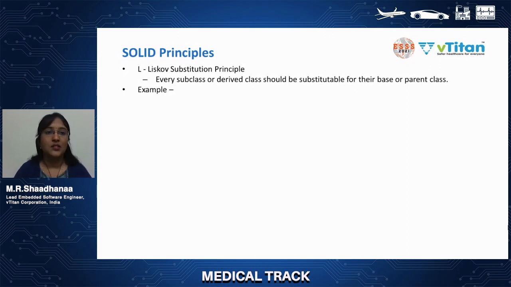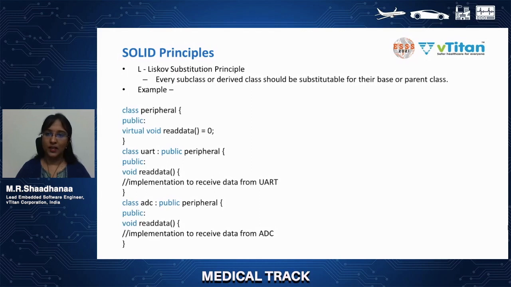Okay, so the next one is the Liskov substitution principle. Every subclass or derived class should be substitutable for their base or parent class. Let's go into the example directly. I think most of you are aware of abstract classes, but for the benefit of everyone, I would like to explain what an abstract class is. An abstract class consists of some common behavior which can be inherited by a subclass without having to implement the entire class again. It would be better if we could go through the example.